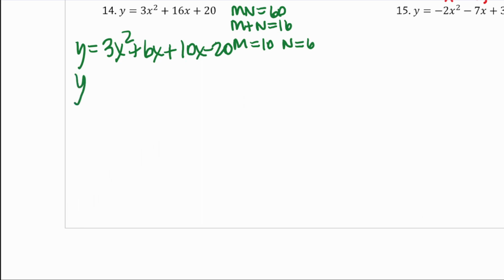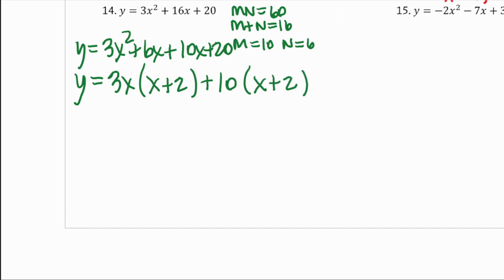I'm going to group and factor, so I'm going to factor what I can out of the first two things. So 3x, and I'd be left with an x and a, hold on, I copied that wrong, that's plus 20, and a plus 2. And then on the second two, I can factor out a 10. I'll be left with an x and a plus 2. Okay, and I'm going to factor out the x plus 2.